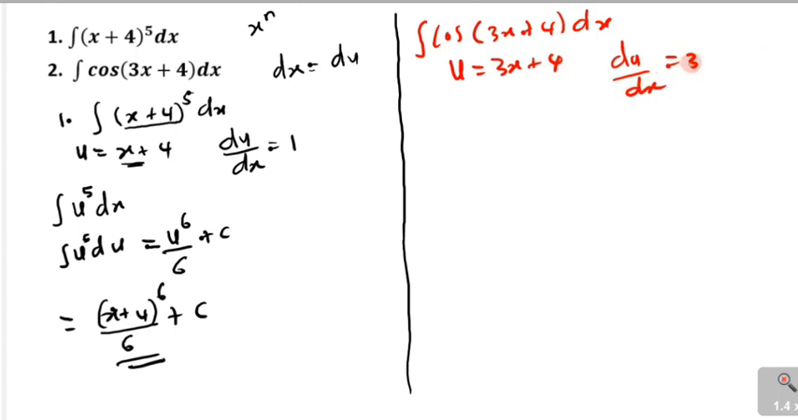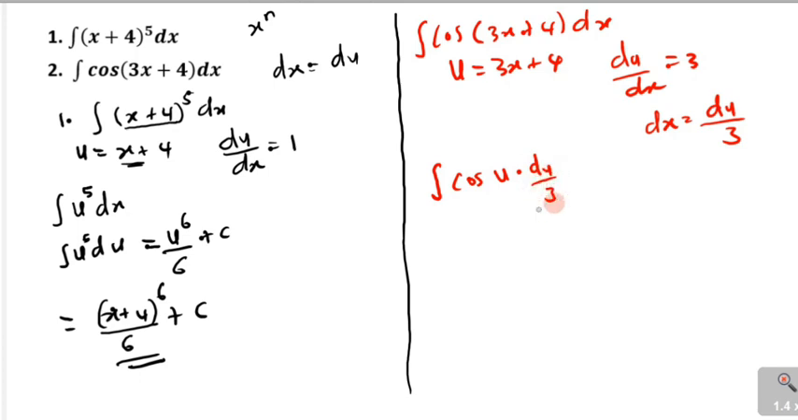So from here, if you make dx the subject of the formula, you find out that dx would be equal to du all over 3. So we're going to replace the dx here with du over 3. We're going to replace 3x plus 4 with u. So the whole integral becomes cos u times du over 3.